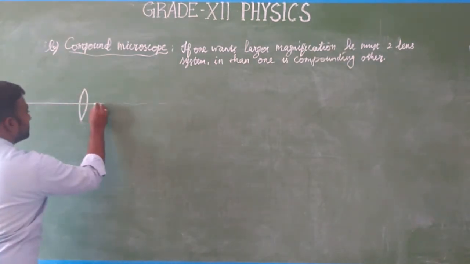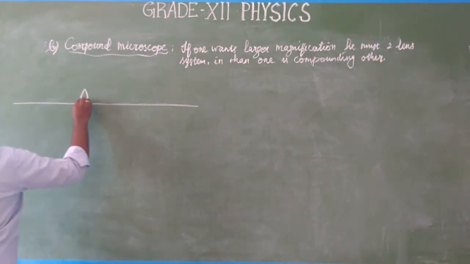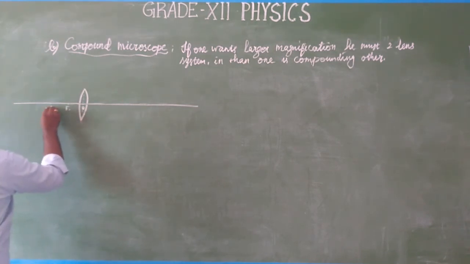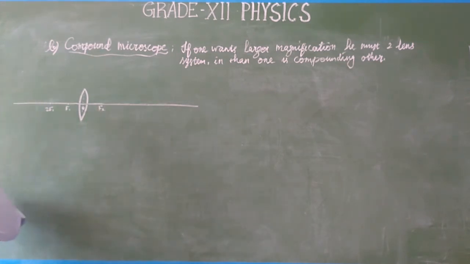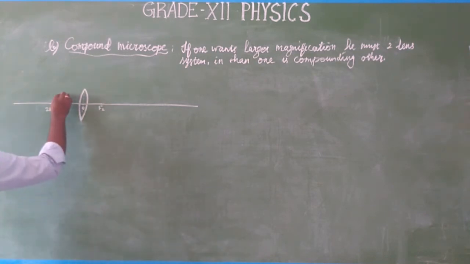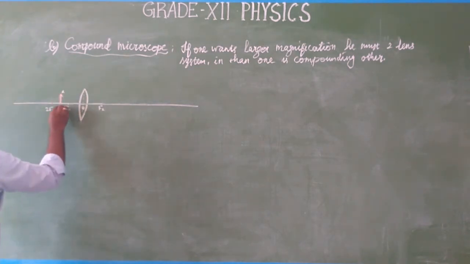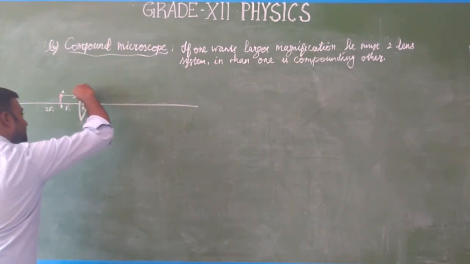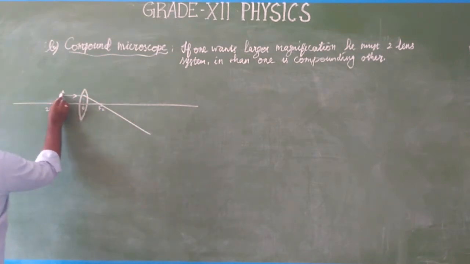So this is the principal axis. On the principal axis, an objective lens having a short focal length is placed. First we place the object. The object is placed between f and 2f. AB is the object. From the object, two rays start. The first ray is refracted through the focus, and the second ray goes through the optic center.